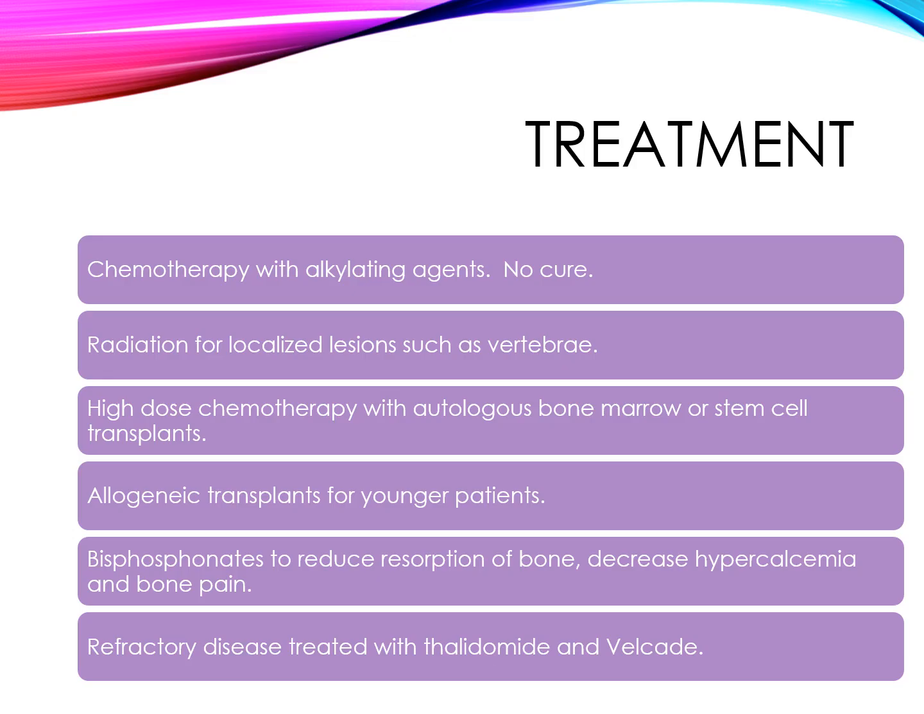Now, there are some allogenic transplants for younger patients. And when I say allogenic stem transplants, I'm talking about allogenic stem cell transplants. There are some high dose chemotherapies with autologous bone marrow or stem cell transplants, and they actually still use this.